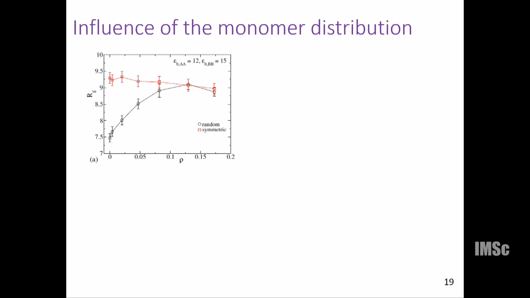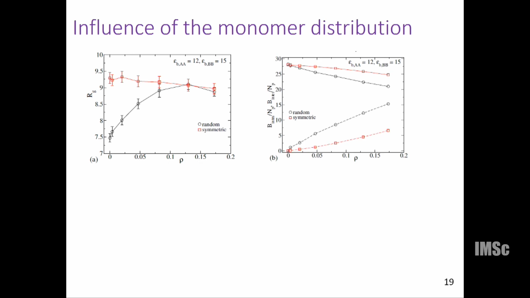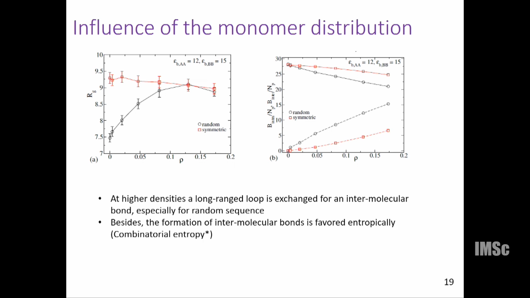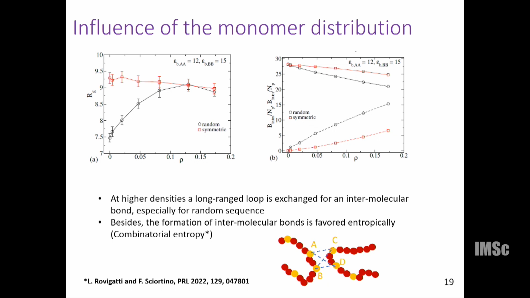I will also show the results for higher densities. You can see as we go for higher densities, the formation of intermolecular bonds. The dashed curves here are intermolecular bonds. Sorry, I didn't put a legend. But you can see in the random case, the probability of formation of intermolecular bonds is higher than in the symmetric case. What is happening in the random case is that a long range loop is getting exchanged with an intermolecular bond. Why is that helpful? There is a gain in combinatorial entropy.